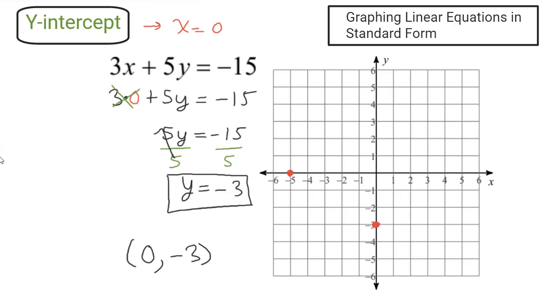Okay, so we should have a point on the x-axis, 1 on the y-axis. And now we're ready to actually draw the line. And this would be the graph of 3x plus 5y equals negative 15 by using the x and the y-intercept.